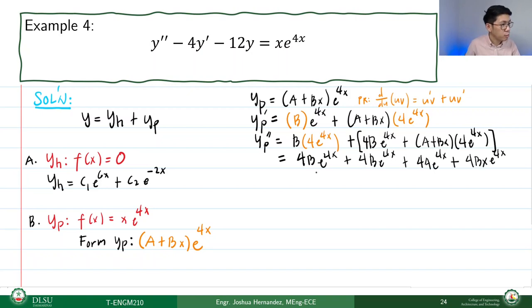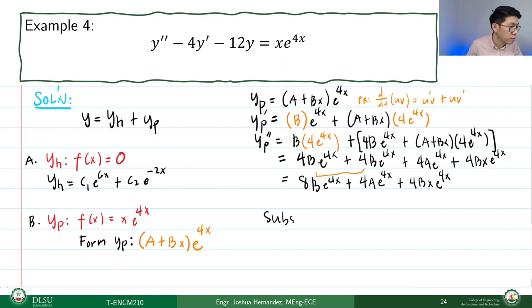We can combine this, no? Yung ating dalawang 4, and we'll arrive at a sum of 8b e raised to 4x plus 4ae raised to 4x, and then plus 4bxe raised to 4x. Now we're ready to substitute the values. Substituting to our given DE, which is y double prime minus 4y prime minus 12y equals xe to the 4x. Okay?